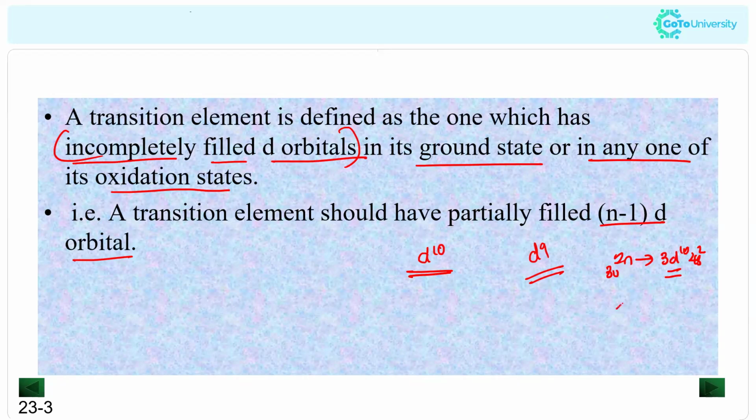Now, if you consider the common oxidation state of zinc, that is Zn2+, in Zn2+ as well it will be 3d10 4s0. That is, the two electrons are removed from the 4s orbital only, not from the 3d. See, even in the oxidation state, the 3d orbitals are completely filled, right? So it is not considered. That means in the ground state or in any one of the oxidation states. The ground state is not the only criterion. If an element shows a d10 configuration in its oxidation state also, it cannot be considered a transition element.